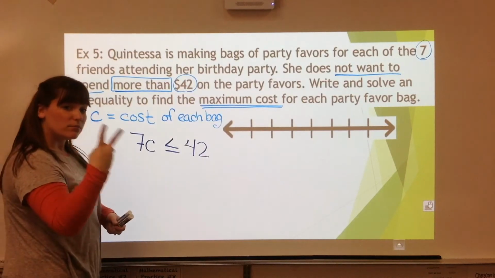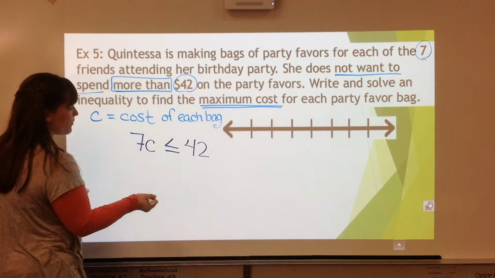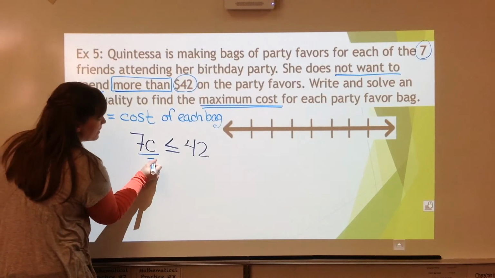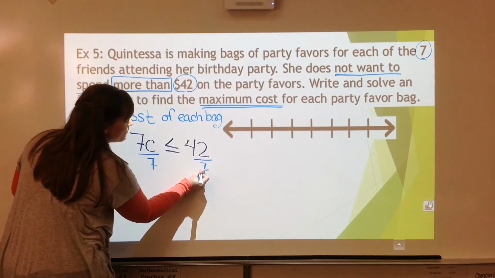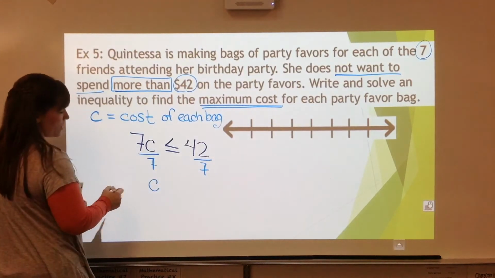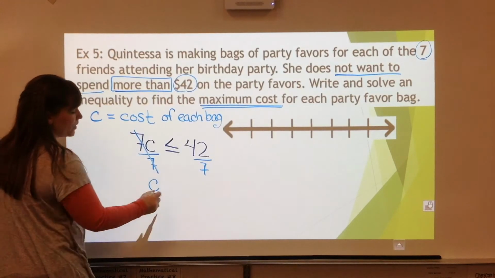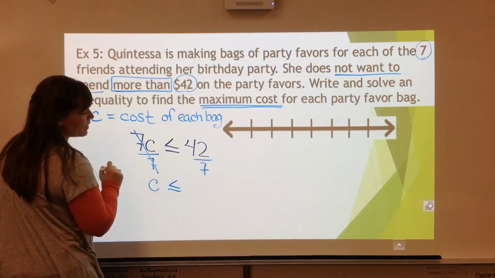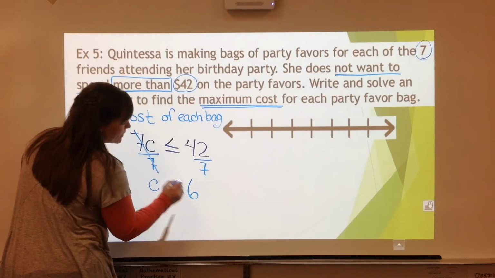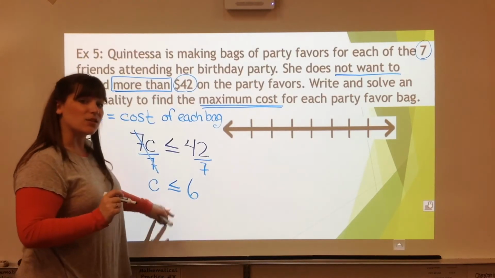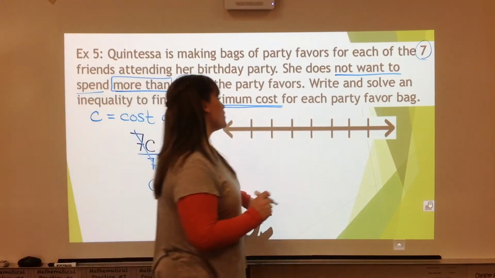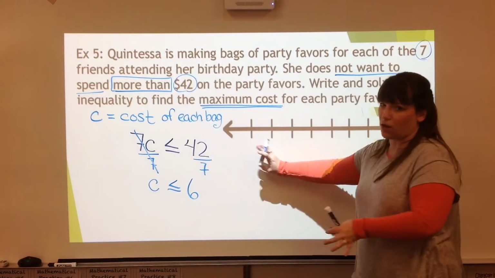Now let's move on. Step 2, actually to solve this, we can divide each side by 7. The C is going to stay there because this goes to be a 1. Our symbol gets dropped down, and 42 divided by 7 is 6. This is what we end up graphing. So we don't have any 42s at all on here.